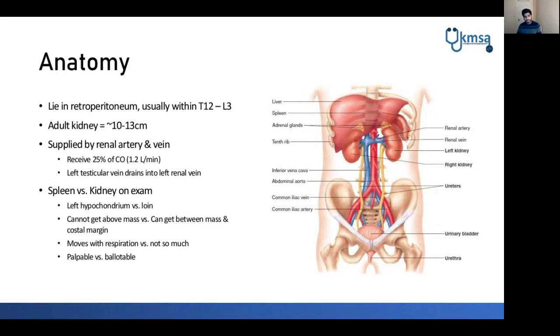Then sometimes, I think on clinical exams, on finals, you may get asked how you differentiate a spleen versus a palpable kidney on exam. I know I was asked that before, and just a few points to remember: its location, does it move with respiration, can you get above it, things like that.